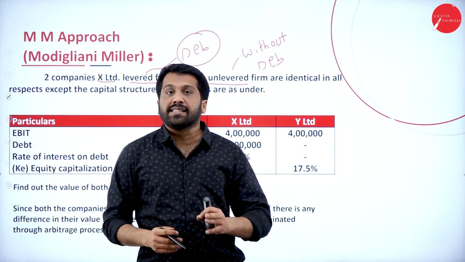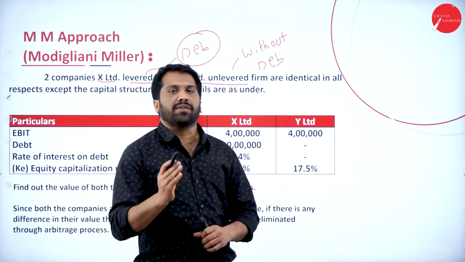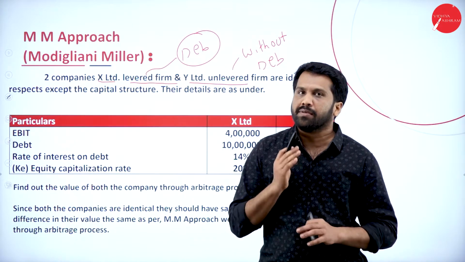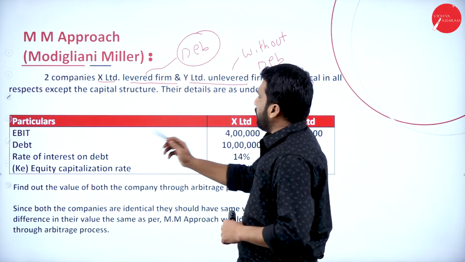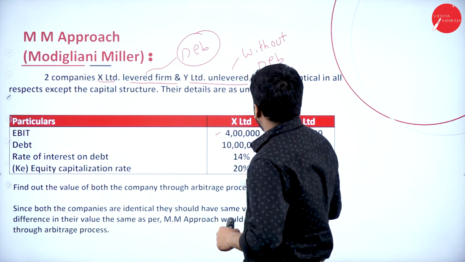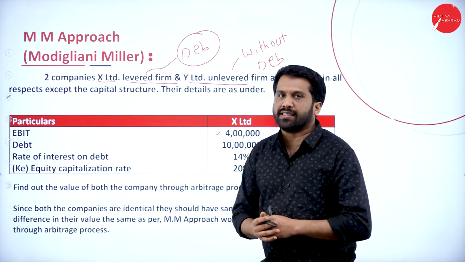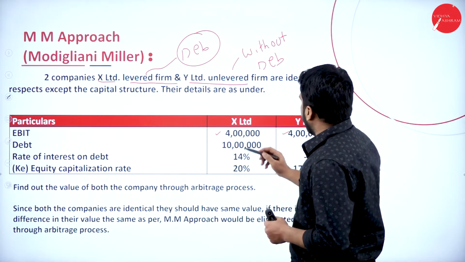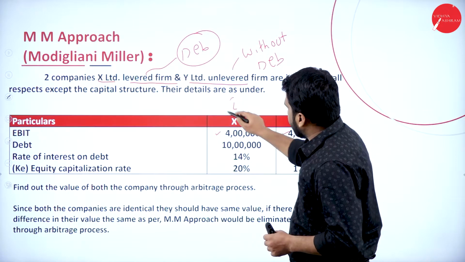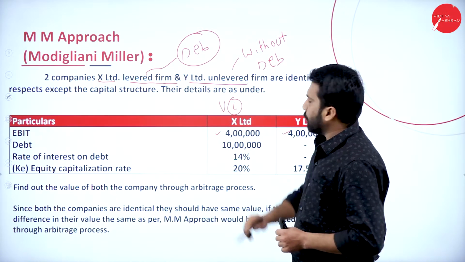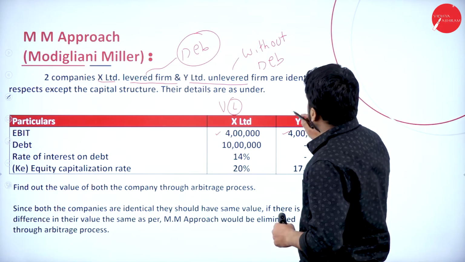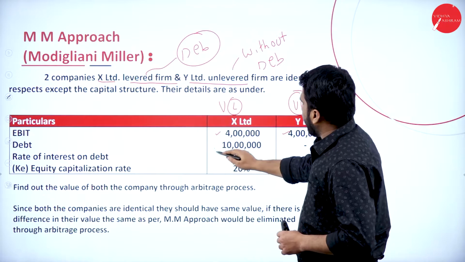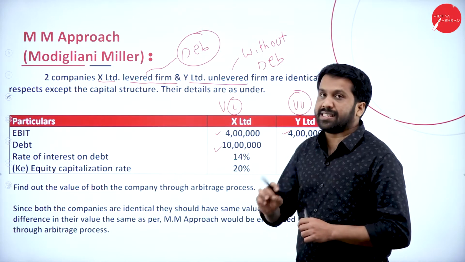One company X is levered and Y is unlevered. Levered in the sense they have debentures. Unlevered means they don't have debentures. Now, EBIT is how much? 4 lakh and 4 lakh. It is common for X and Y. Then we have debt, debentures. The first company is levered, so we call it VL. The second company is unlevered, so we call it VU. They have 10 lakh debentures and 0.